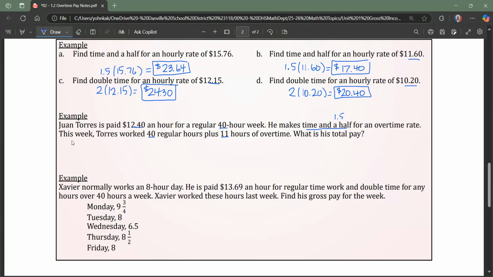All right, so we've got two different kinds of pay. We've got straight time pay first, and then we have overtime second. And then if we add these together, we get total pay.